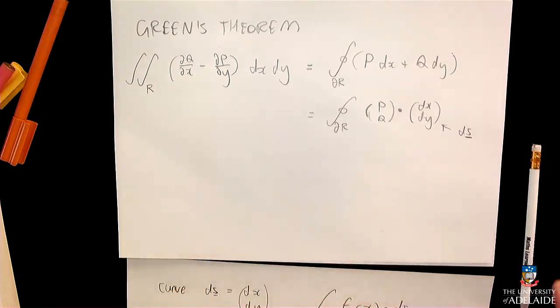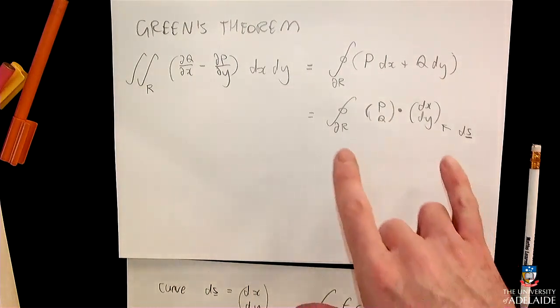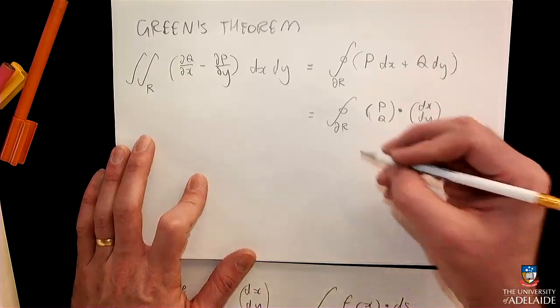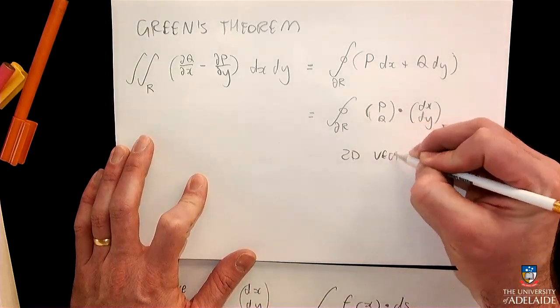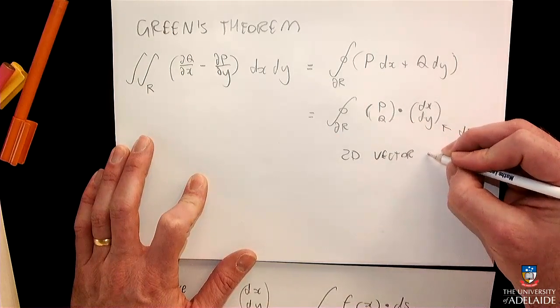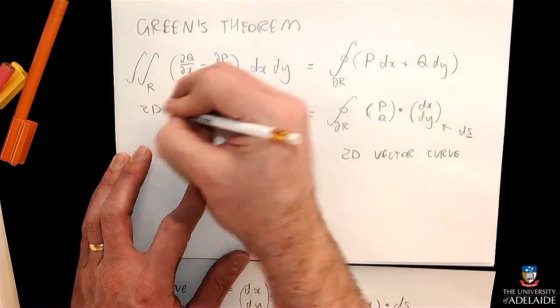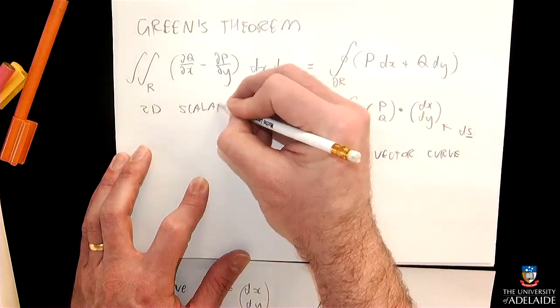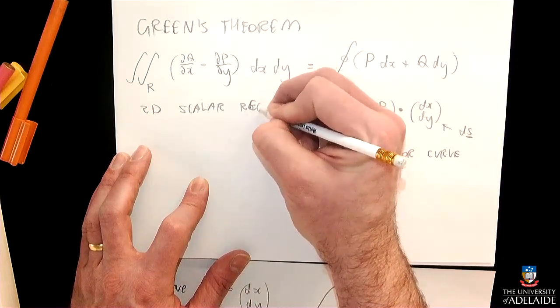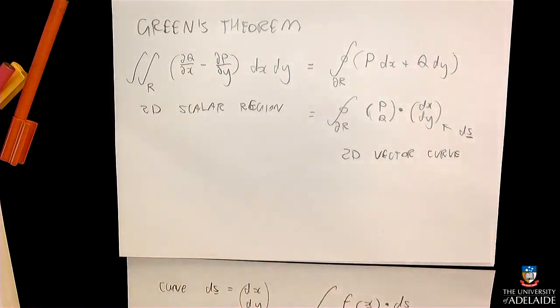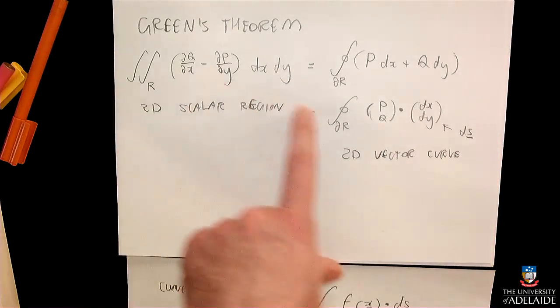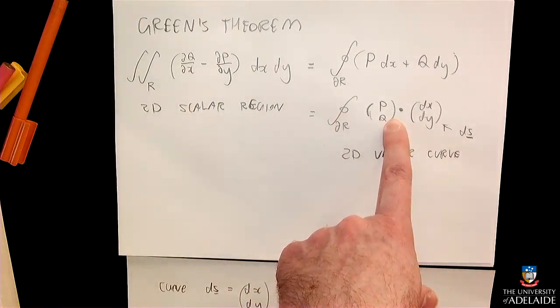Okay. Cool. So this is Green's theorem. It connects a 2D vector function across a curve to a 2D scalar function on a region. It connects these two integrals together, but only if this function is a derivative of this function. And it has to be exactly the right derivative.